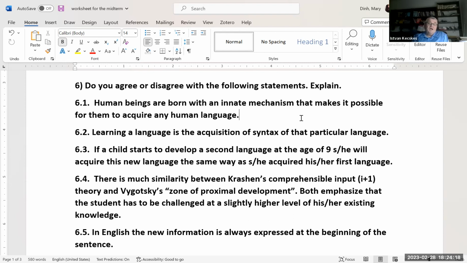Or you can say that, well, I do not agree with that because, in my opinion, there is no innate mechanism. Everything depends on the exposure. So everything starts after the child is born and exposed to some language use in the environment, okay? So both disagree or agree can be accepted. So the important thing is the explanation, how you explain that, okay?